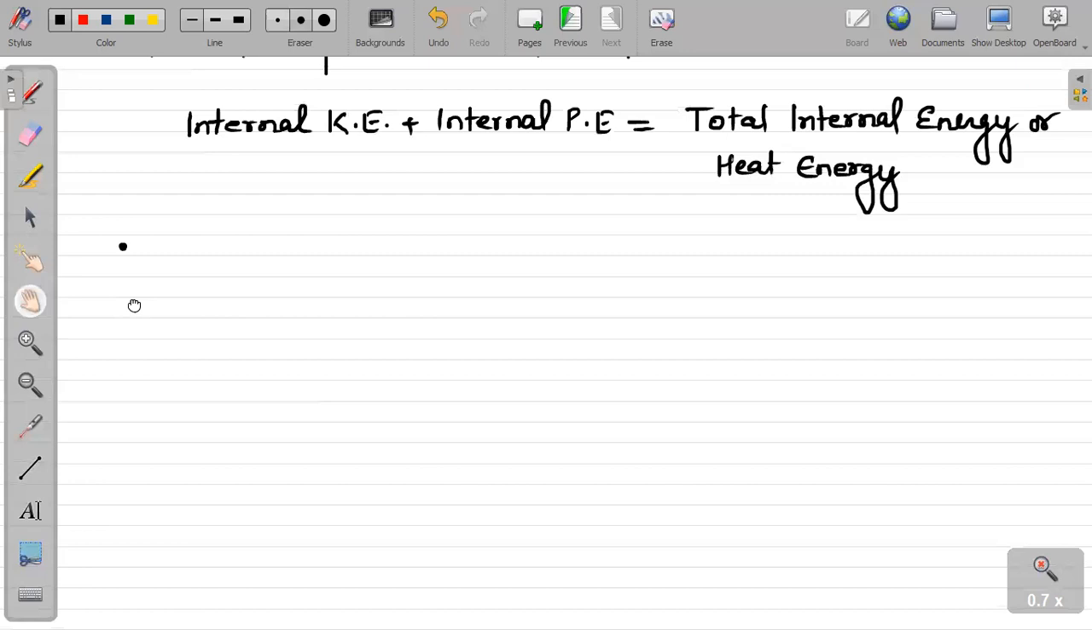Okay? When there is rise in average kinetic energy of molecules of a substance, its temperature increases, and if there is fall in the average kinetic energy of the molecules of a substance, its temperature decreases.